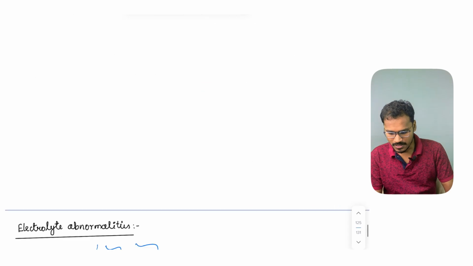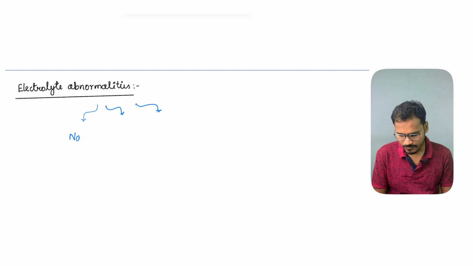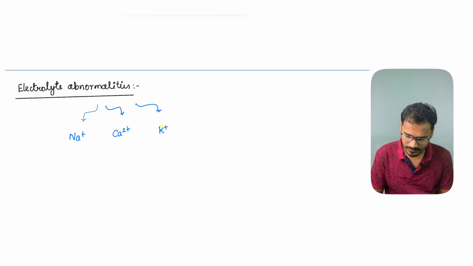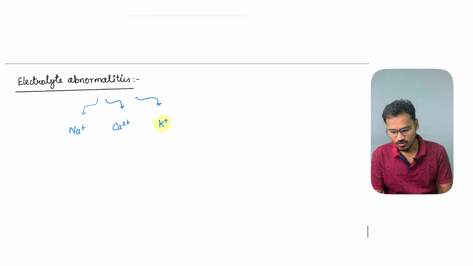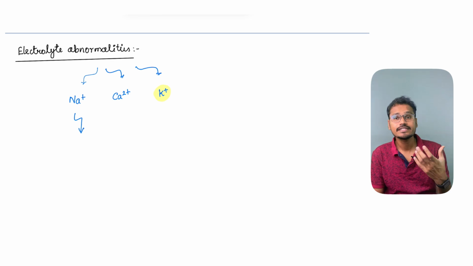So there are three major electrolytes which can cause significant changes in the ECG. They are the sodium, the calcium, and the potassium. Out of this, the most significant changes in the ECG can be seen with changes to the potassium ions. So we'll discuss it at the end. So first, coming to the sodium ions. Sodium ions, even though they can influence the ECG, do not cause significant changes.